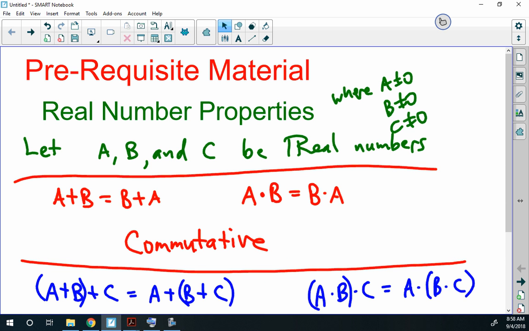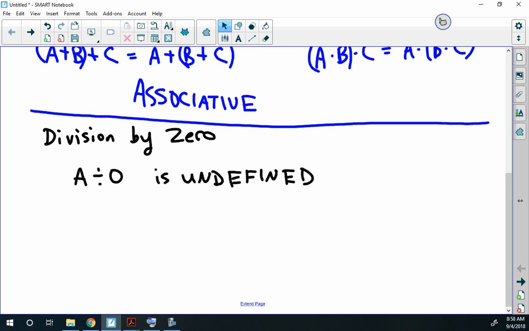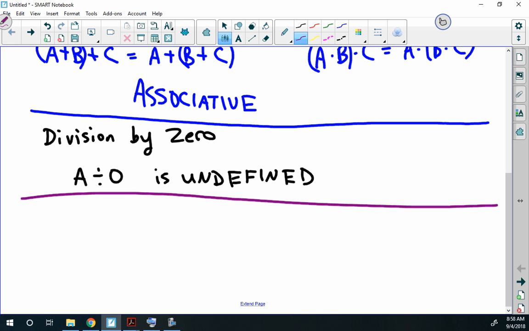So we got the commutative, we got the associative, we got division by 0. There's got to be more number properties than that. Maybe we should get into some exponent rules. Well, this is a good one. Let's look at some radical rules. The square root of a times b is equal to the square root of a times the square root of b.